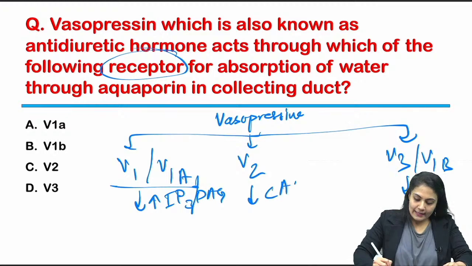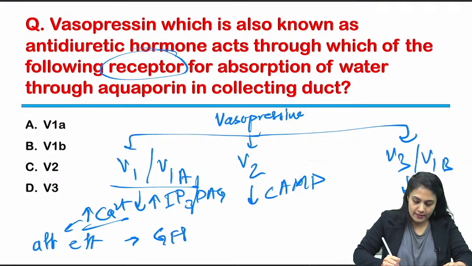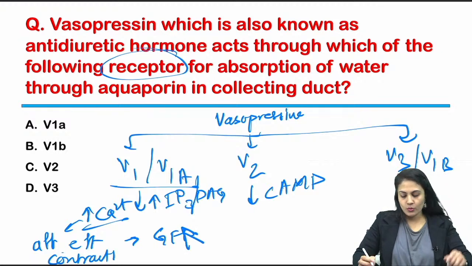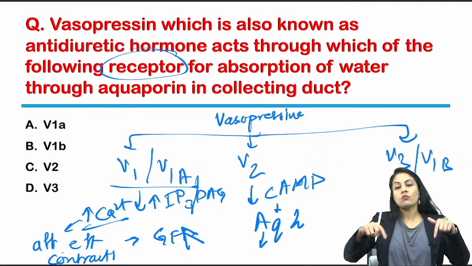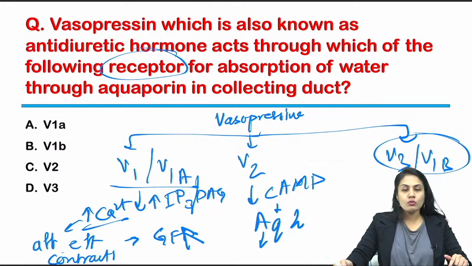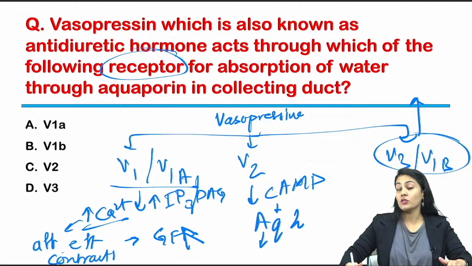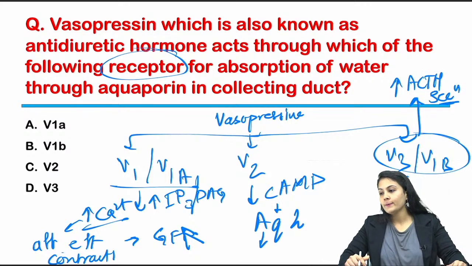IP3 DAG. This is by cyclic AMP. Whenever IP3 DAG increases, it is going to increase the calcium, which causes the contraction of afferent and efferent arterioles, will maintain the GFR, isn't it? Contraction and GFR regulation, it is going to help us. V2 will increase aquaporin 2, which increases the water reabsorption. V3, which is also known as V1B, we're not sure through which secondary messenger it is activating, but it is increasing the ACTH secretion. So please remember that. All right.